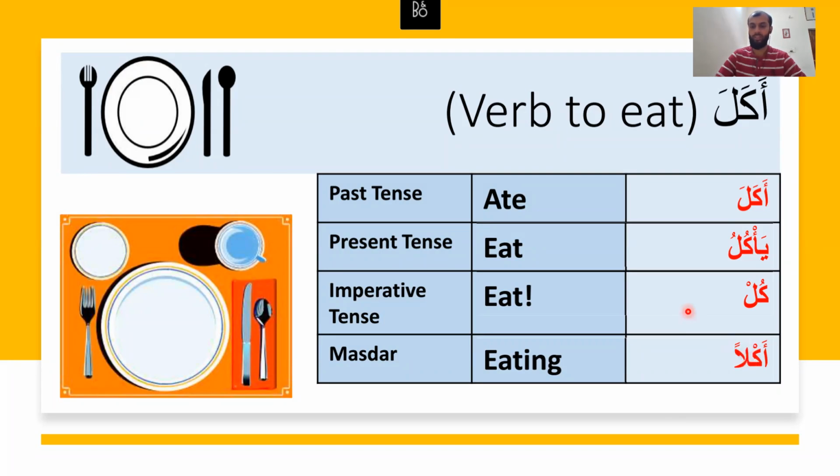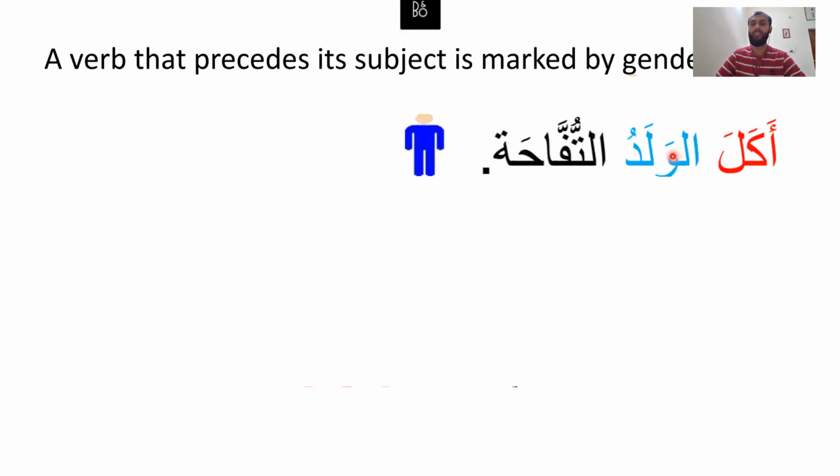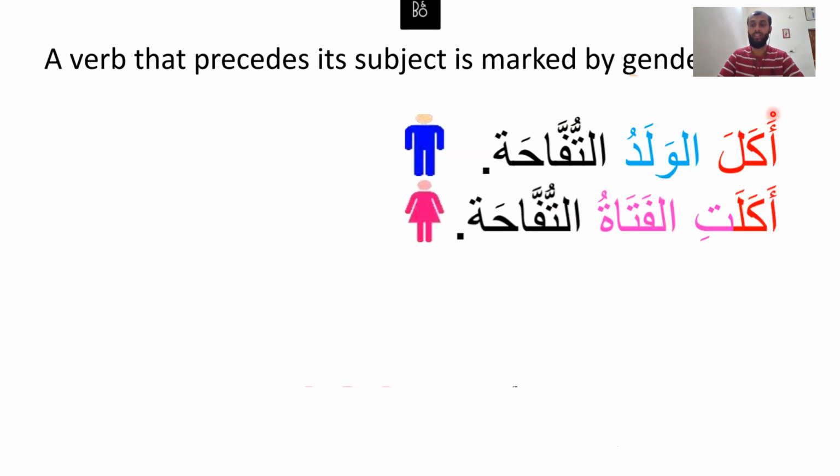Now let's go to the second verb. Or let me recap on how we use verbs. When the verb comes at the starting, when akala, dakhala, dahaba come at the starting of the sentence, what matters is only the gender. The akala for masculine or akalat for feminine will not change. Akala al-waladu at-tufaha means the boy ate an apple or the boy ate the apple.